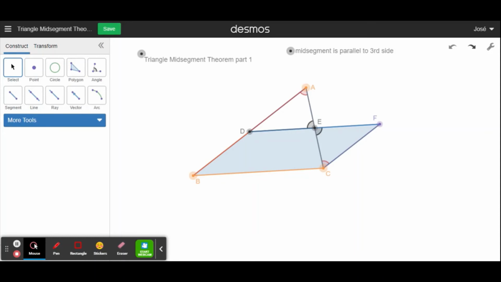Because it is a parallelogram, its opposite sides are parallel. That means DF is parallel to BC, and DE is part of DF, so DE is parallel to BC, which is what we wanted to prove. So the midsegment of a triangle is parallel to the third side.